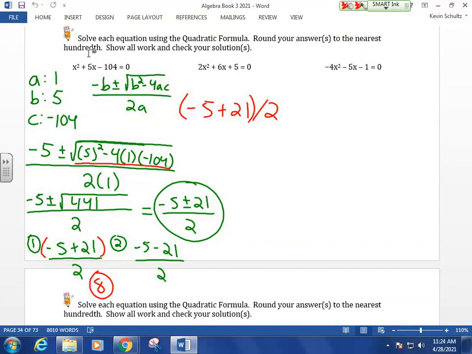Okay? The second one, same thing. Negative 5 minus 21 in parentheses. That gives us negative 26. Negative 26 divided by 2, our second x-intercept is negative 13. There's your first experience with the quadratic formula. Already in love?